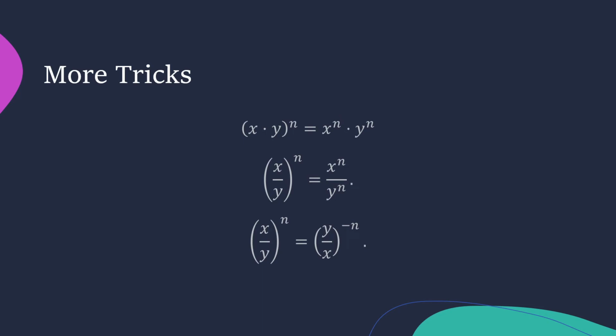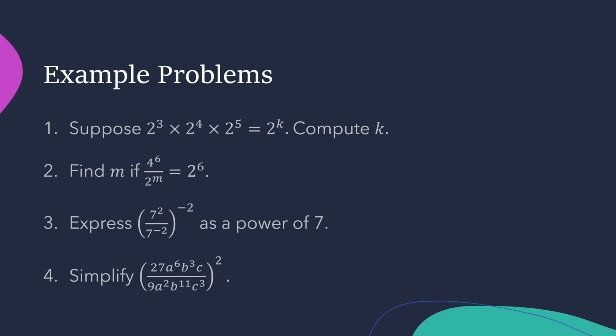And a few more tricks that are just based on order of operations and other things we've learned. Quantity x times y to the n power is equal to x to the n power times y to the n power. Quantity x over y to the n power is equal to x to the n power divided by y to the n power. And quantity x over y to the negative n power is the reciprocal to the positive power, which is pretty much just restating the definition of the negative exponent. Okay, now let's do a few example problems.